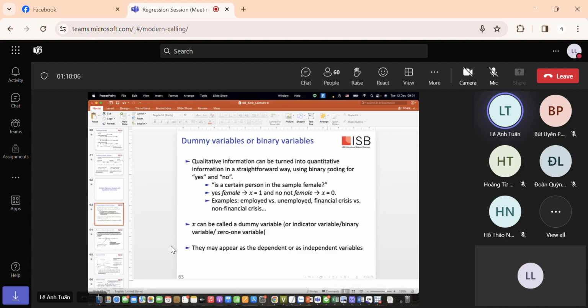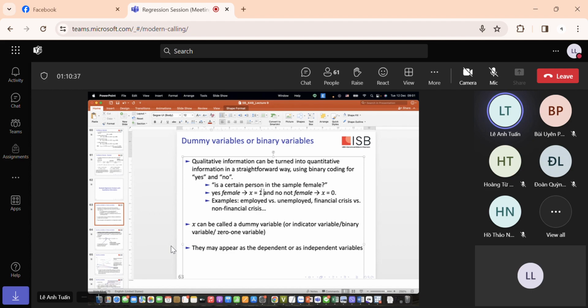So for example, in your sample, you ask an observation: is the person in the sample female? If they answer yes, you get one. If they answer no, you get zero. The variable here only has two values, one or zero: one if they're female, and zero if they are male.